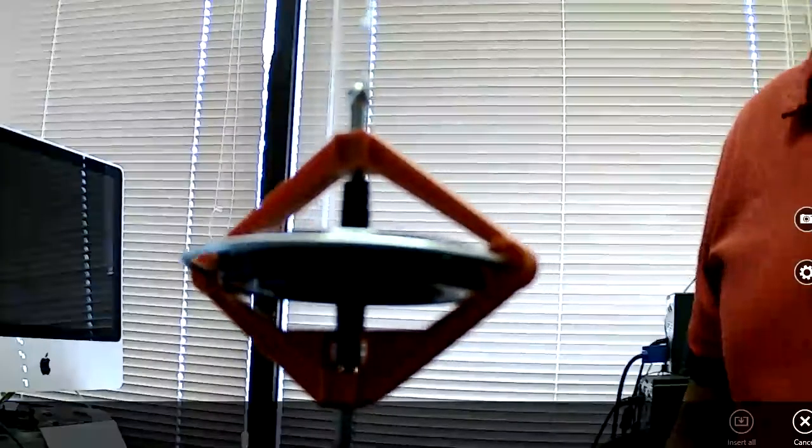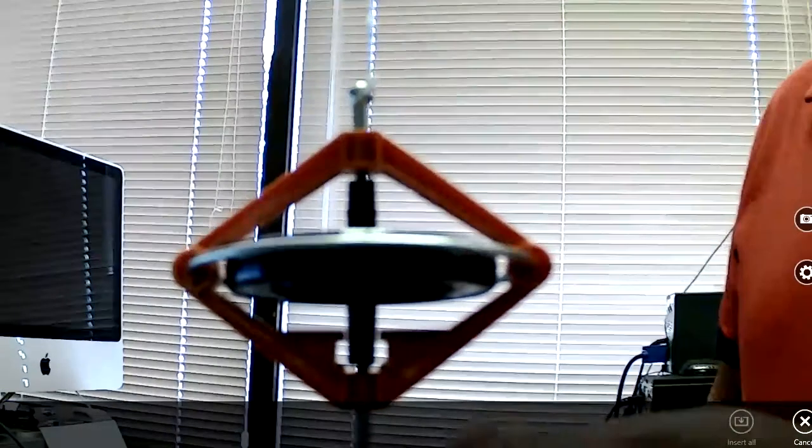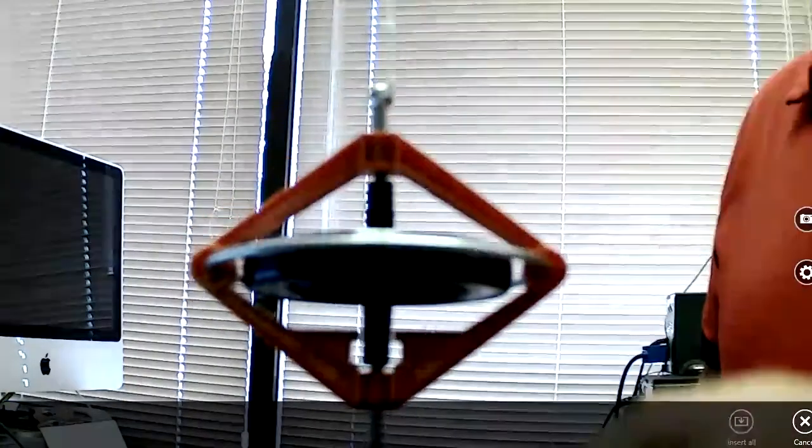Okay, a little experiment about a gyroscope. One side is hung by a string and the other side is nothing. So when you put it in a horizontal position and release, it drops.